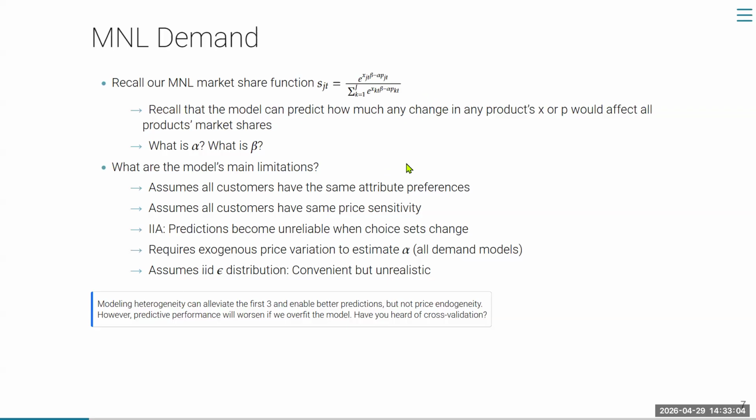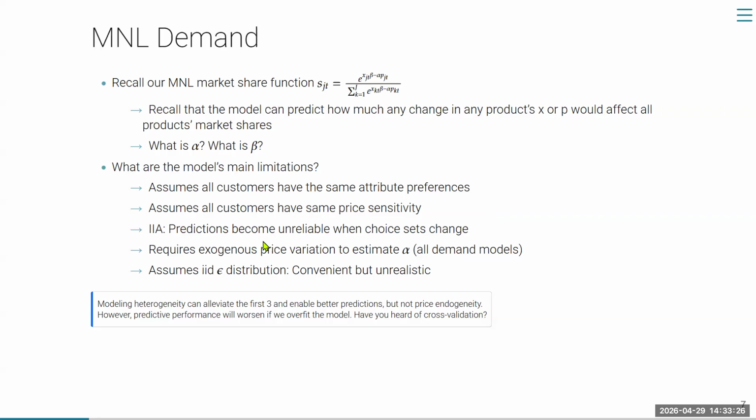The model has 5 main limitations that I talked about. The first one is that it assumes all customers have the same beta and that all customers have the same alpha. And plainly, this is a limitation because people differ in what they like, call that fit or match value, and people differ in how sensitive they are to price.